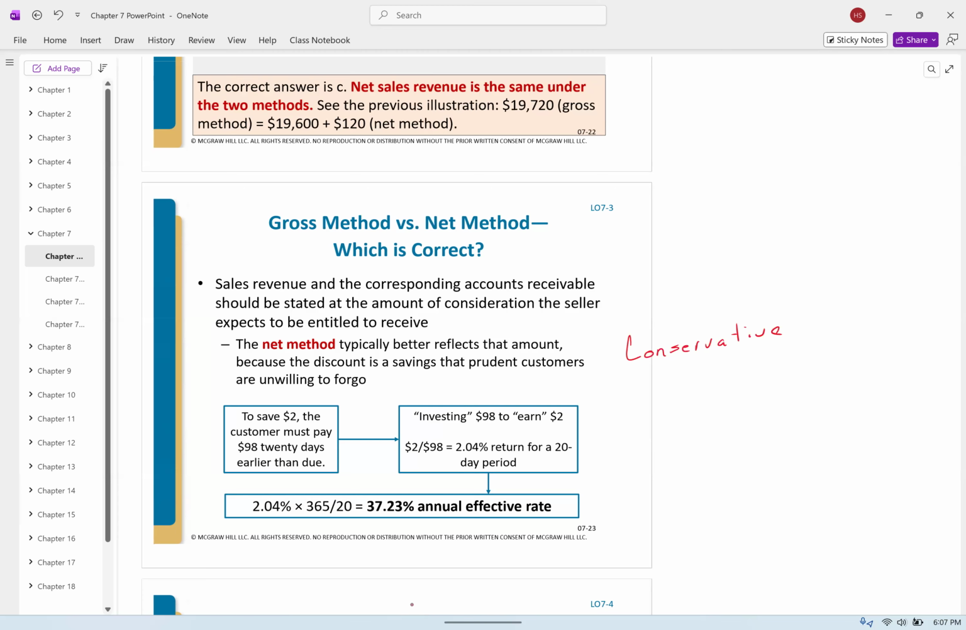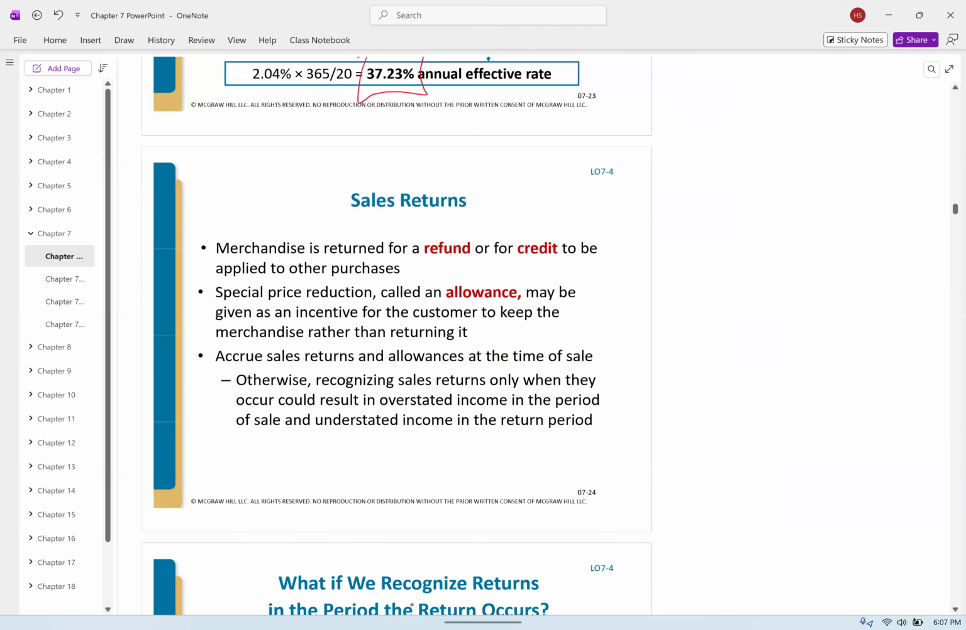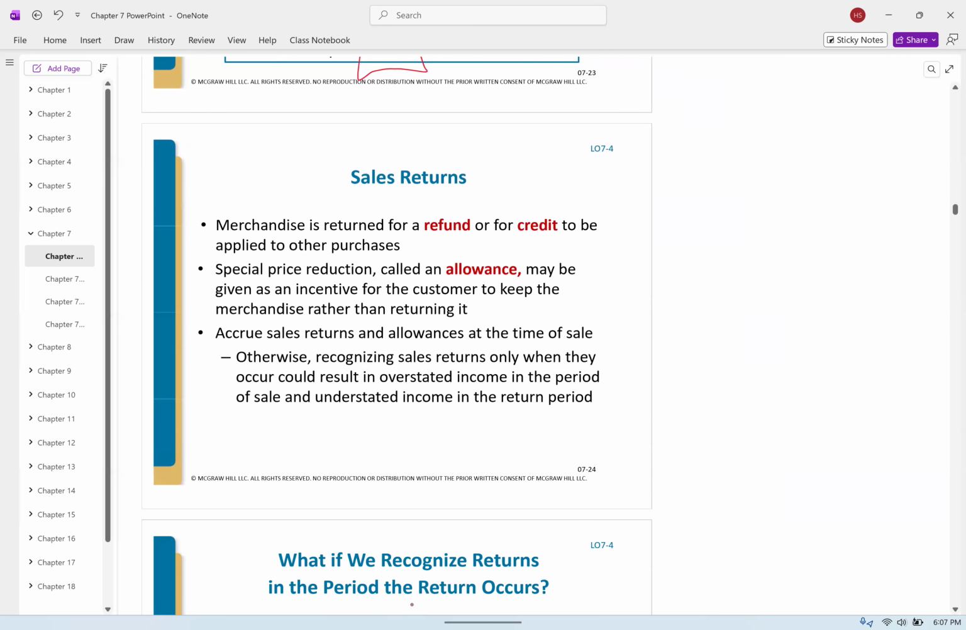So you can kind of see, they go through this problem. You can see if you missed out on a discount, what that would translate into as an effective rate. Just a 2% discount being paid a little bit early is really quite a bit. It doesn't sound like 1 or 2% is that much, but it could make a very big difference. We will pick up in the next video on sales returns.